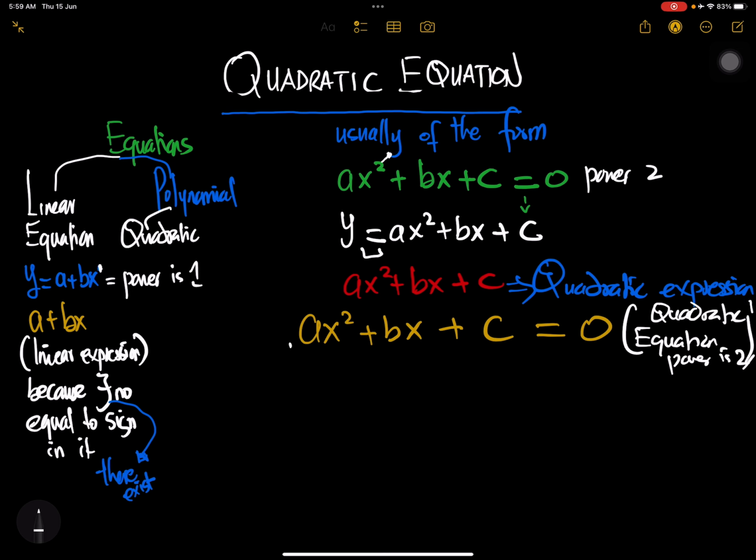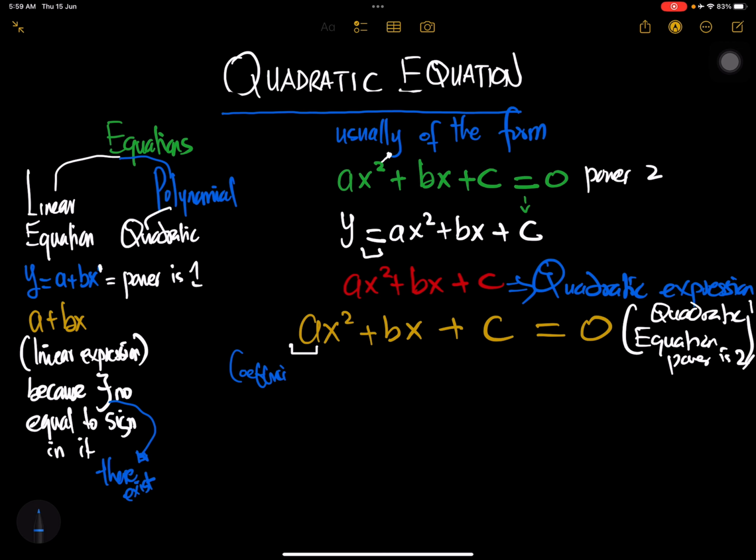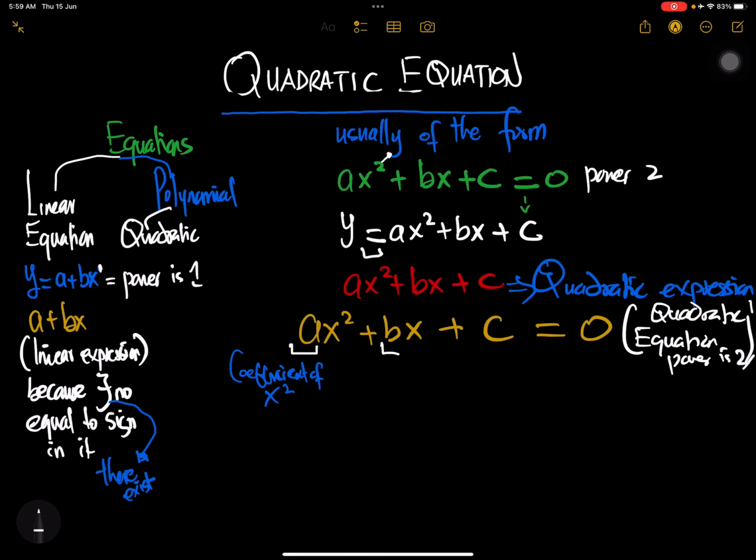Now, what is this a here called? The a there is known as the coefficient of x squared, because it's attached to x squared. So it's called the coefficient of x squared, right? The next one, the b, is also known as the coefficient of x. And the last one, the c, is known as the constant coefficient.